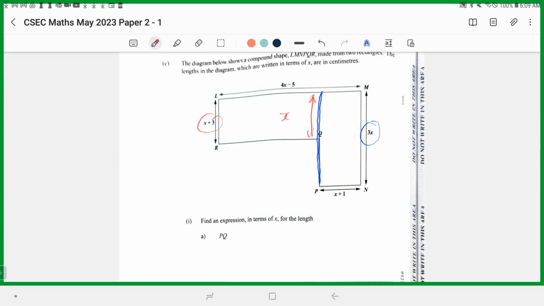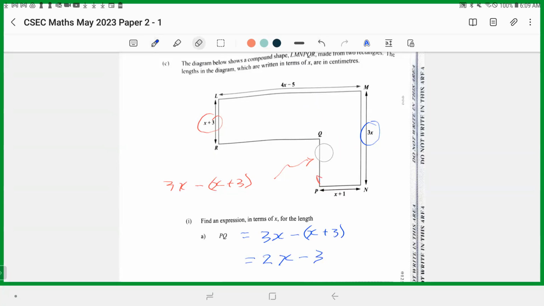So this is x plus 3. And overall, this is 3x. So this piece here, PQ, is then 3x minus (x plus 3). So we can write that PQ is 3x minus x plus 3. So it is 3x minus the x, which is 2x, and you're subtracting 3. That's minus 3. That is that.